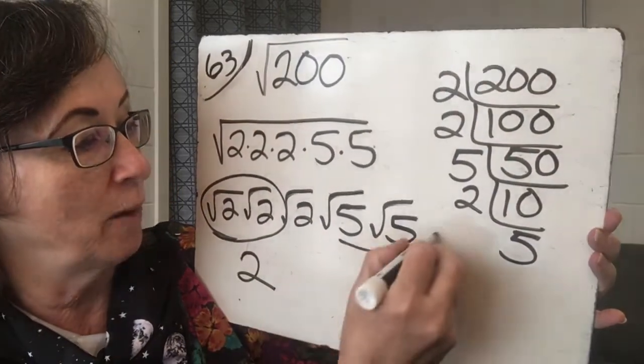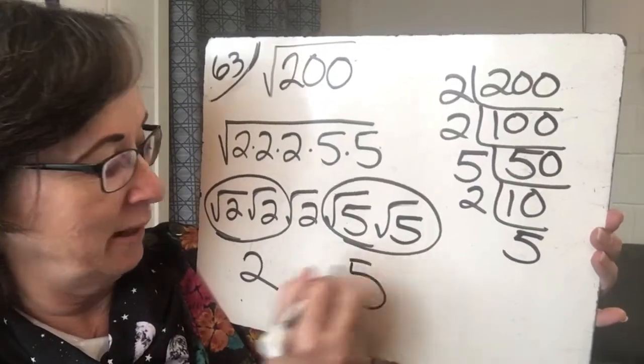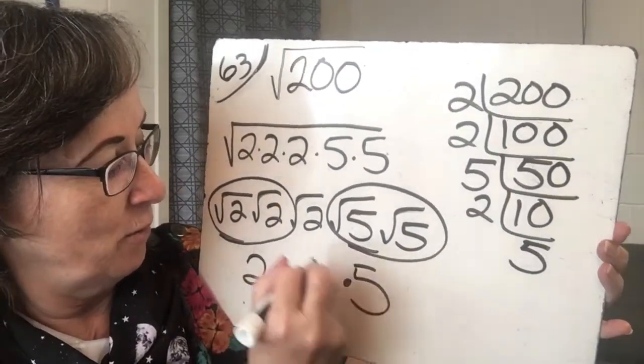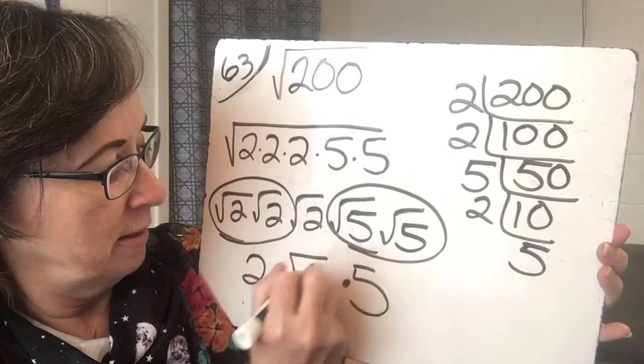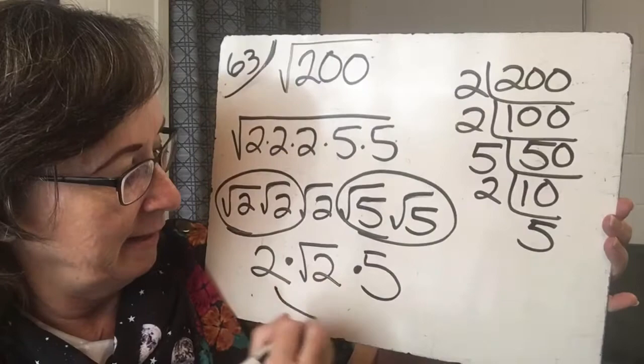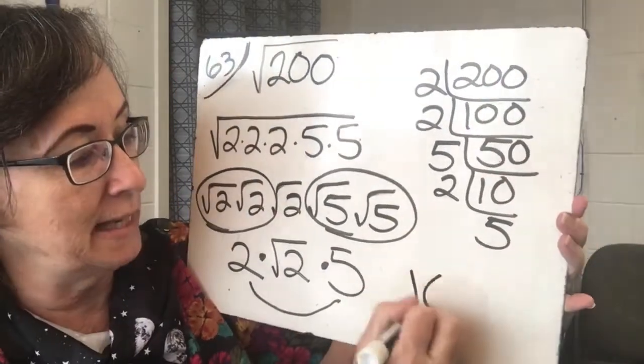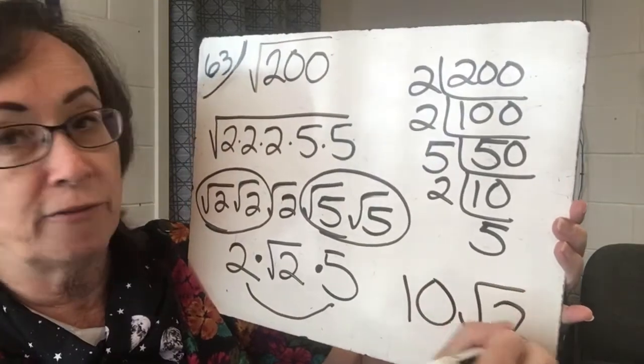And when we square another square root, we get the number underneath the radical. So 2 times the square root of 2 is left over there times 5. These two are outside the radical and can be multiplied together. So we wind up with 10 square root of 2.